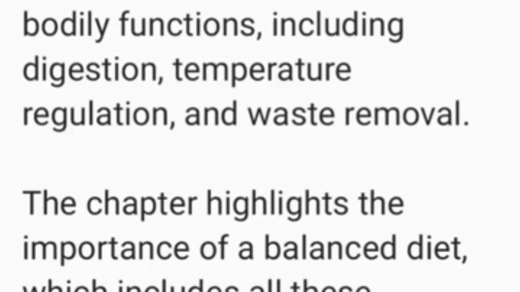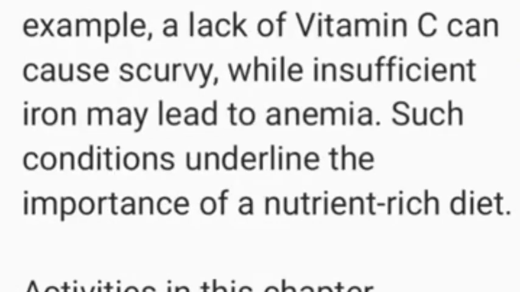The chapter highlights the importance of a balanced diet, which includes all these components in the right proportions. A balanced diet ensures that our body gets all the nutrients it needs to stay healthy and active. It also discusses deficiency diseases, which occur due to the lack of specific nutrients. For example, a lack of vitamin C can cause scurvy, while insufficient iron may lead to anemia. Such conditions underline the importance of a nutrient-rich diet.